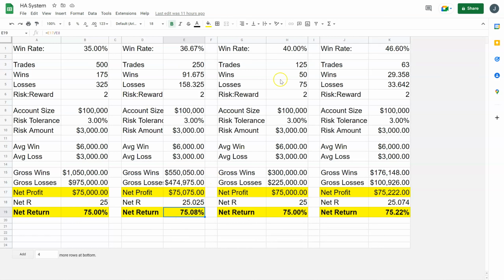Let's take it a step further and say that trader C over here is very, very specific about their trades. They only take the best of the best trades, and as a result, they're only taking on average 2.5 trades a week. That means they're taking roughly 125 trades per year. If they're also going for a 2-to-1 reward to risk and they win 40% of their trades, you guessed it, at the end of the year, they've netted 25R, or 75%. So the difference in taking 500 trades and taking 125 trades is that you only have to win an extra 5% of the time.